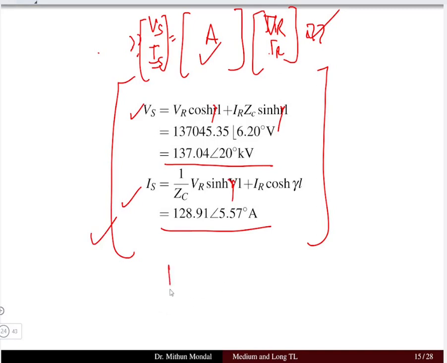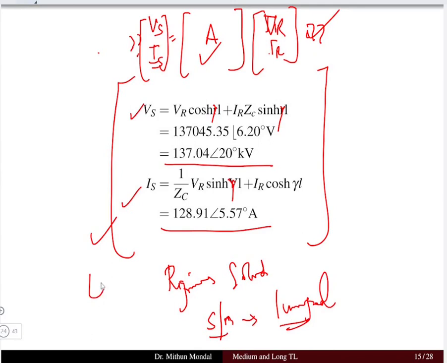So this calculation we are doing by rigorous solution. In short transmission lines and medium transmission lines, we go by lumped parameters. Whereas in long transmission lines, we go by rigorous solution, where the parameters are distributed.